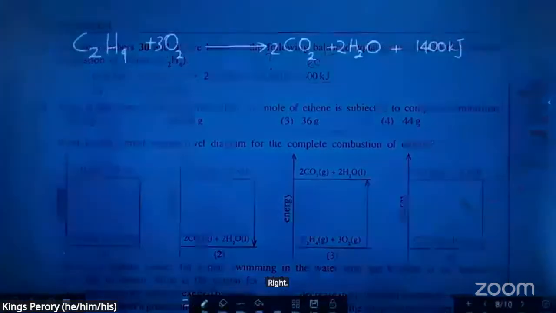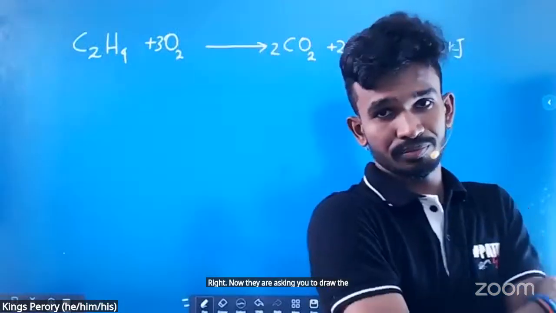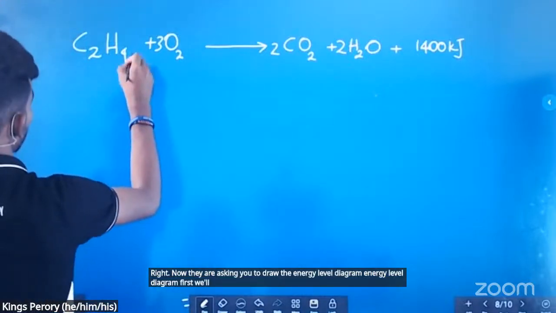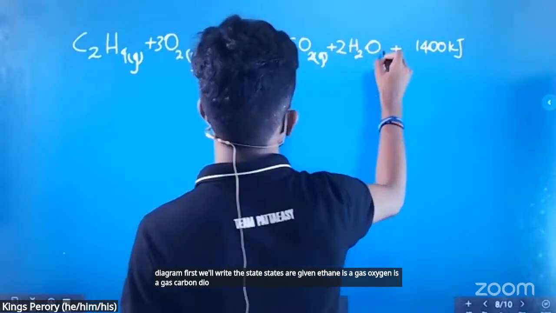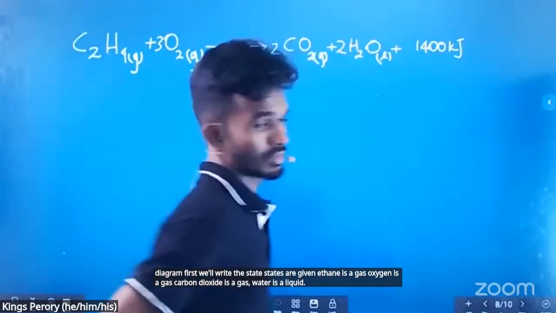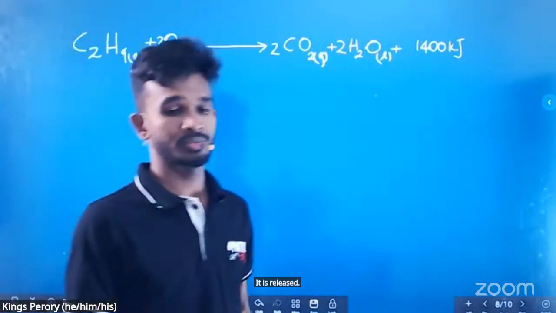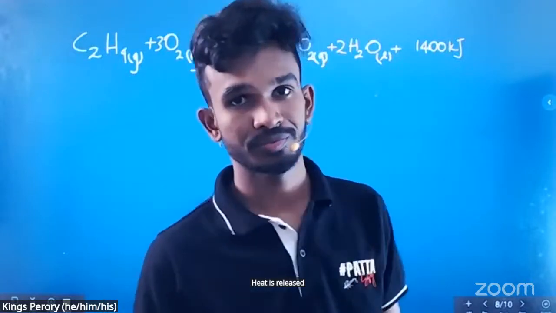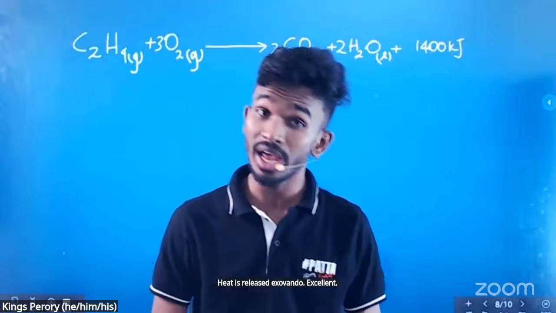Right. Now they are asking you to draw the energy level diagram. First we'll write the states. States are given. Ethene is a gas, oxygen is a gas, carbon dioxide is a gas, water is a liquid. Heat is released. Exothermic. Remember, all combustions are exothermic.